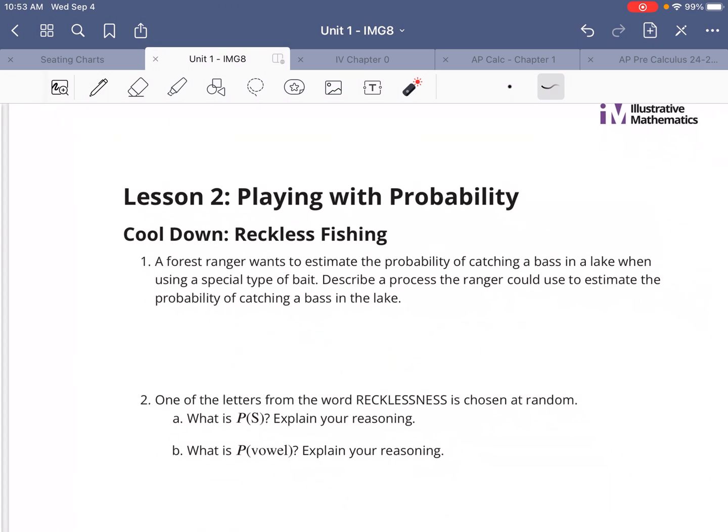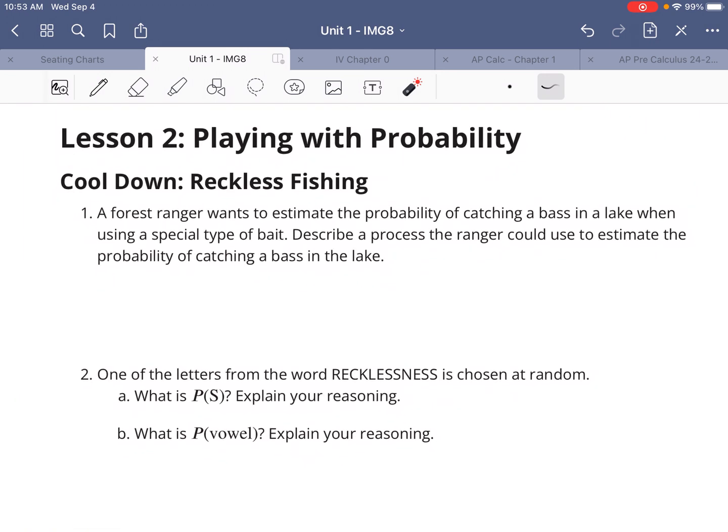So let's take a look at the cooldown. First of all, a Forest Ranger wants to estimate the probability of catching a bass in a lake when using a special type of bait. Describe a process the ranger could use to estimate the probability of catching a bass in the lake. What kind of an experiment could you come up with? Or what other kind of data could you look at from the past that could help you figure this out? That's experimental probability.